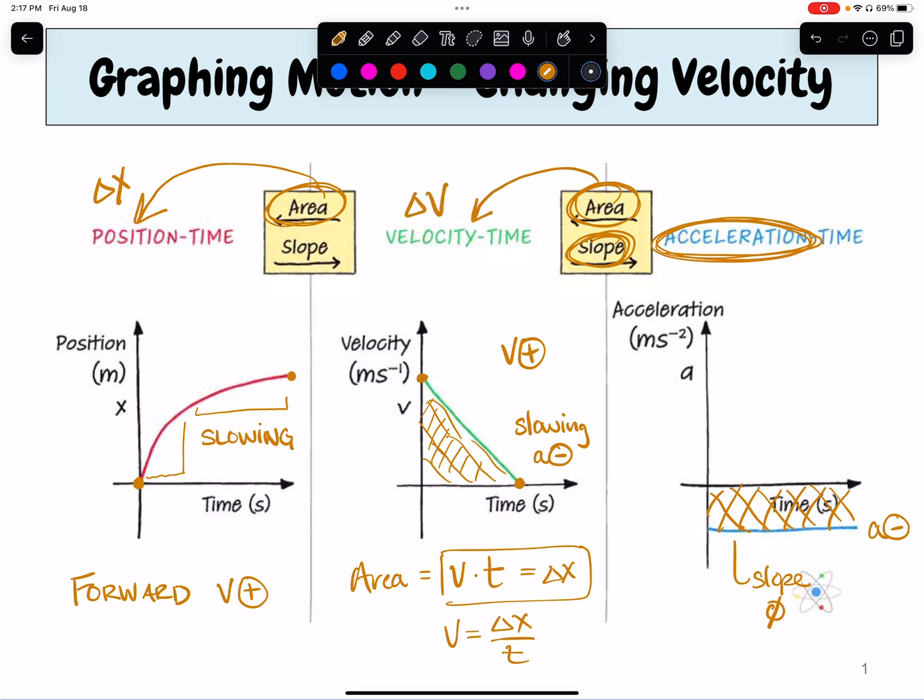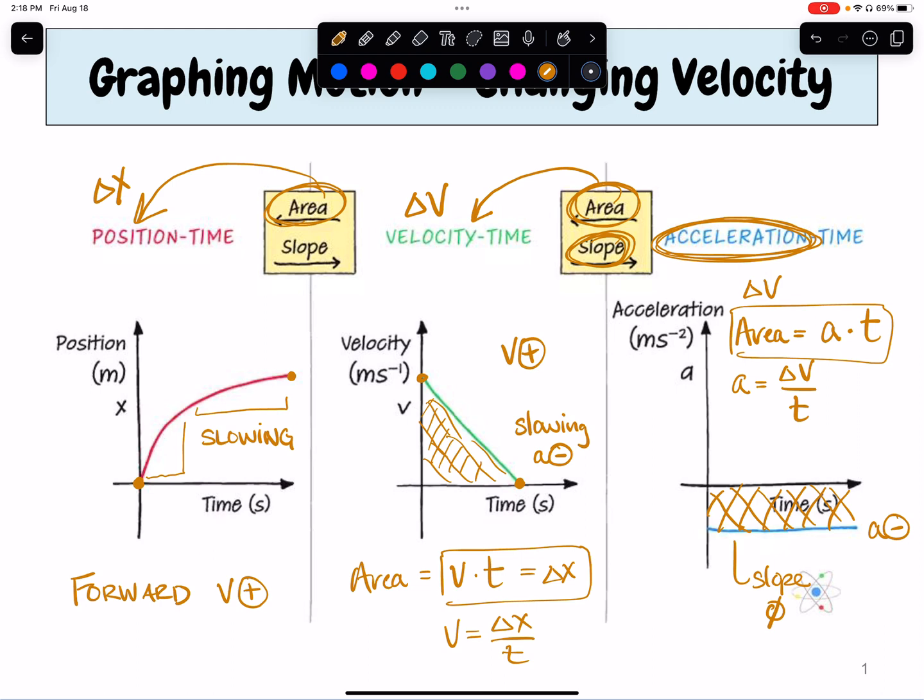Again, that area is equal to acceleration times time. And I know that acceleration is change in velocity over time. So if I multiply time by both sides, I end up right back here. So that area is the change in velocity. Now one thing I should mention, back on the position versus time graph.